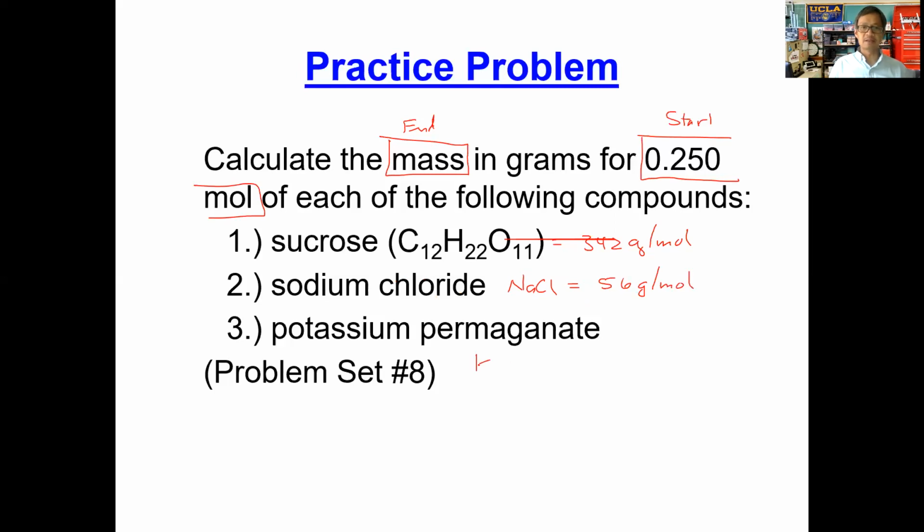And the potassium permanganate is KMnO4. If you add up 1 potassium, 1 manganese, and 4 oxygens, you get a molar mass of 158 grams per mole. So these are all the molar masses that we'll have to use in our conversion. Those are our conversion factors. And again, how do we know those are conversion factors? Because we're starting out with moles, and we want to end up with mass. This is a moles to mass conversion, which means we need the molar mass. Please make sure you write that down, and let's use those molar masses to do our conversion.